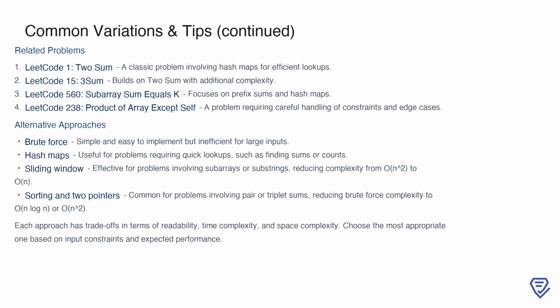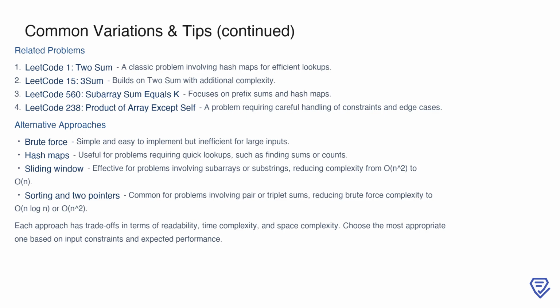To build a deeper understanding, it's helpful to explore related problems and alternative approaches. For example, LeetCode 1, Two Sum, is a classic problem that demonstrates the power of hash maps for quick lookups. LeetCode 15, Three Sum, adds complexity by requiring you to handle combinations of three numbers. LeetCode 560, Subarray Sum Equals K, introduces prefix sums as a key concept, and LeetCode 238, Product of Array Except Self, challenges you to carefully handle edge cases and constraints.